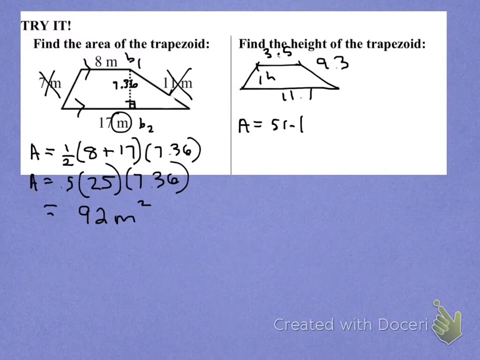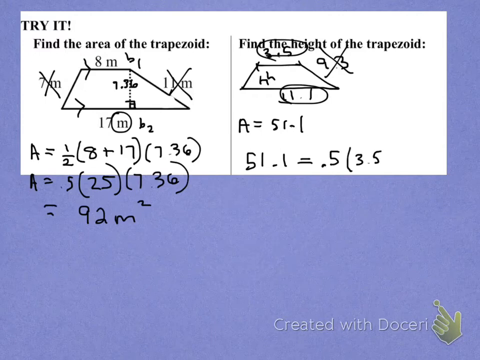Alright, well, we have our two bases, 3.5 and 11.1, and our height. Well, we don't know our height. That's what we're solving for. This information we don't need. So our area, 51.1, equals 1/2, or 0.5, times base 1, 3.5, plus base 2, 11.1, times our height, which is what we're trying to solve for in this problem.